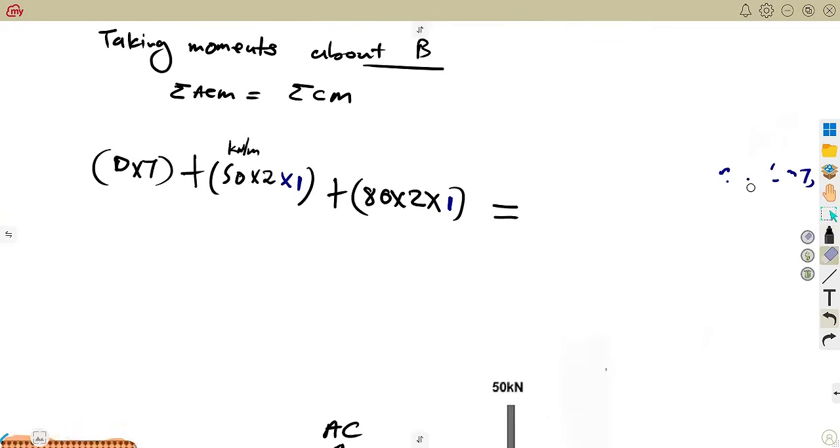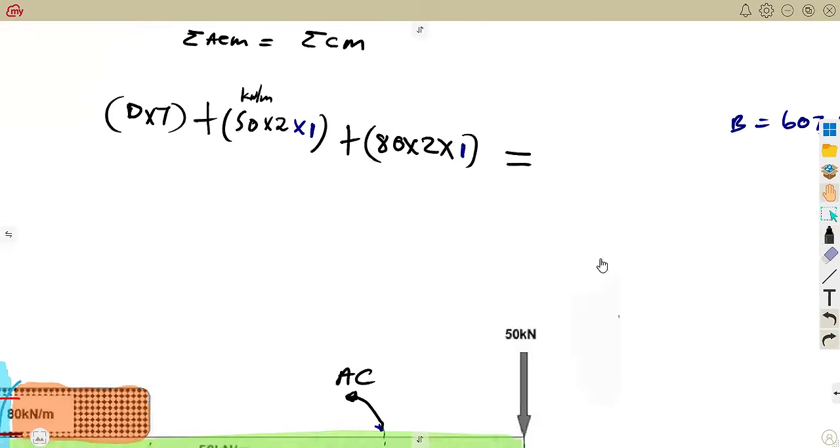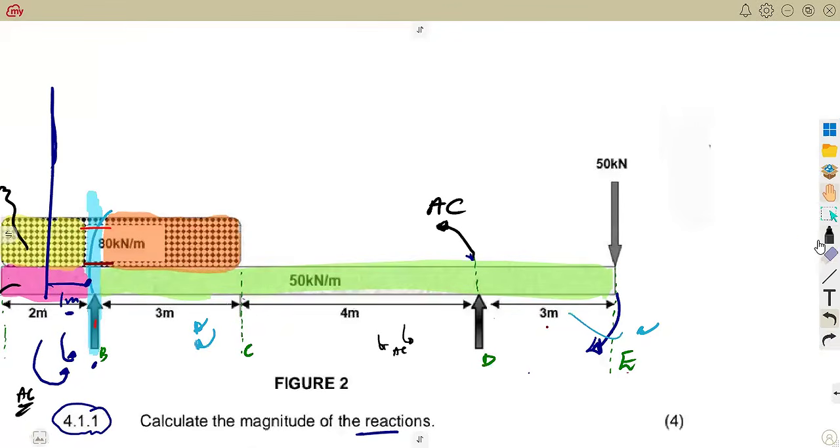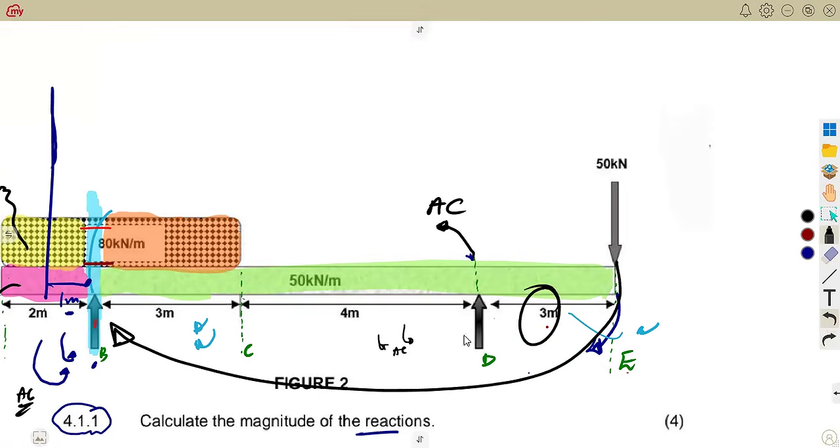All right, so we need this value of B. So let's figure out the clockwise. On the clockwise, these are the ones that are on the right side of B. So let's just start with this one, which is clear. It's 50 back to B. What is the distance back to B? 3 plus 4, 7 plus 3, which is what?